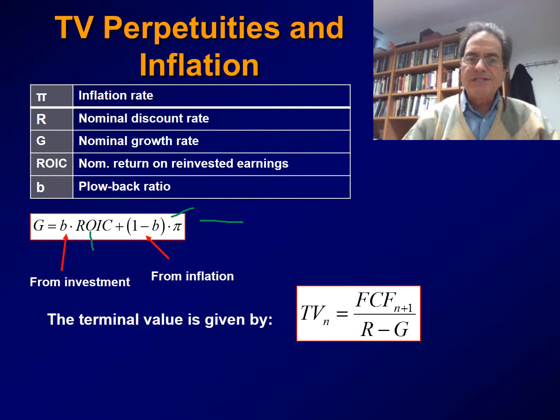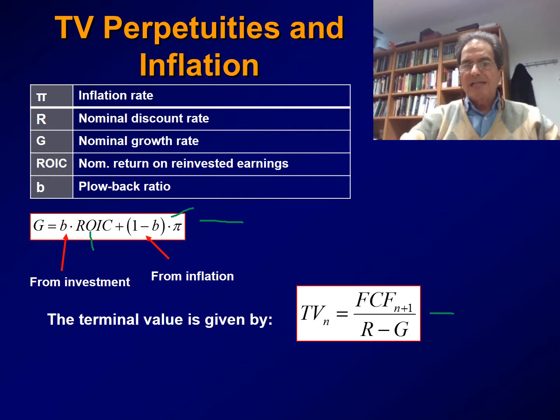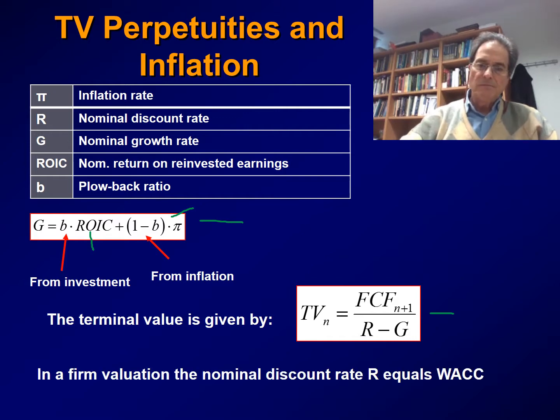The terminal value is now given by this formula. Terminal value at time n is equal to the free cash flow at time n plus 1 divided by R minus G. And we know that when we are valuing a firm, R, the nominal discount rate, is equal to WACC. So we can write this formula substituting R by WACC.